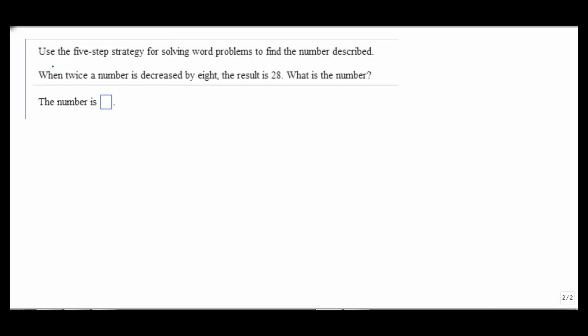So this one says use the 5-step strategy, or use any strategy you want to find the number described. It says when twice a number, well, this is 2x. X is our unknown number. Twice a number is represented by 2x. Decreased by is subtract, and we're decreasing it by 8. And of course, is means equals in math, 28. So I just have a nice little equation here, 2x minus 8 equals 28.